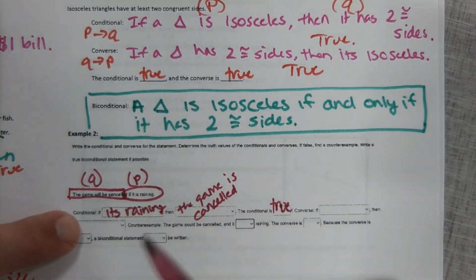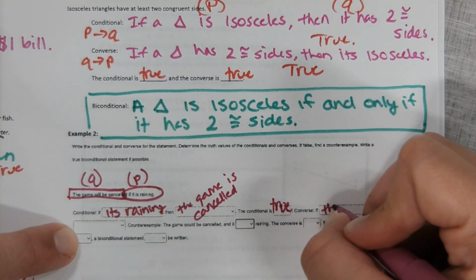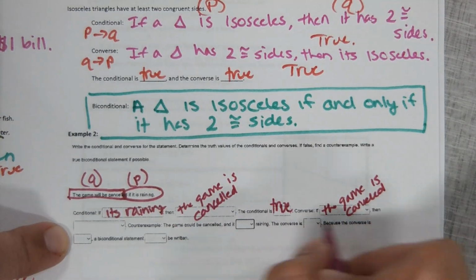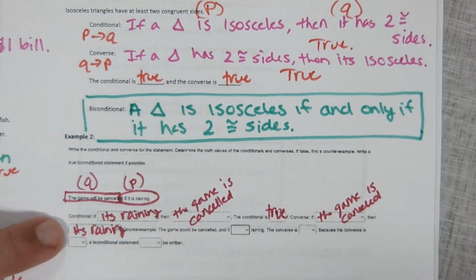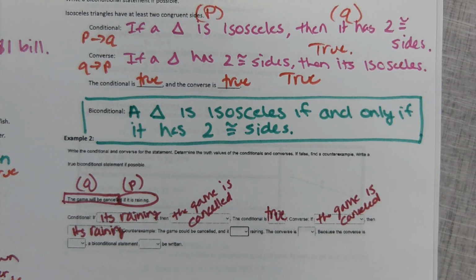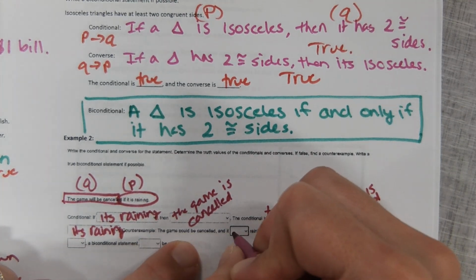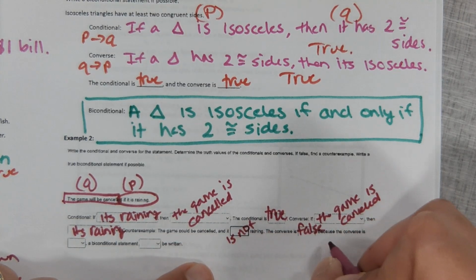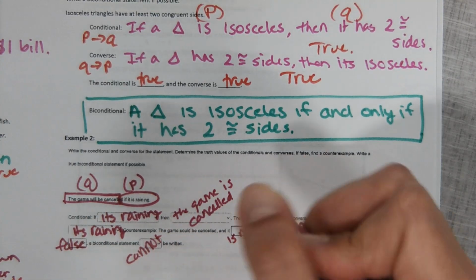The converse of that is if the game is canceled, then it's raining. But the thing is, a game could be canceled for a variety of reasons. It might not be that it's raining. It might be that the refs didn't show up, or a field wasn't available, or there was a scheduling issue, or whatnot. So therefore, the counterexample is the game could be canceled and it's not raining. The converse is false. Because the converse is false, a biconditional statement cannot be written.